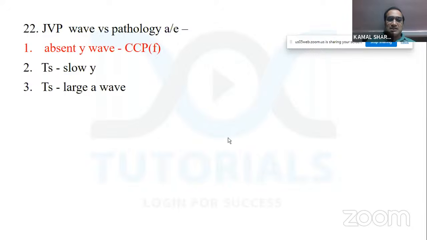TS slow Y, TS large A, all agreed. But just look at this option, absent Y in CCP. It cannot be true. Absent Y in CCP cannot happen. In CCP, usually you get prominent Y descent, and that is called Friedrich sign.